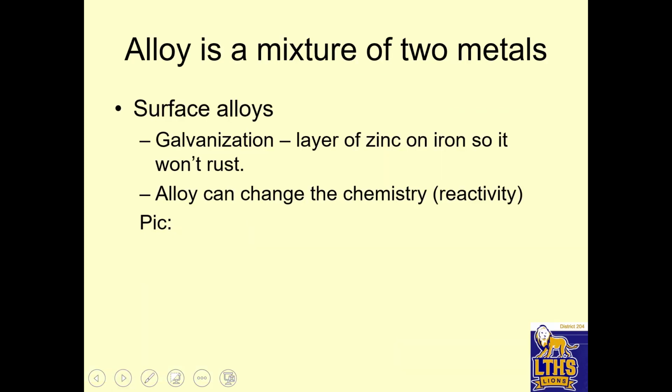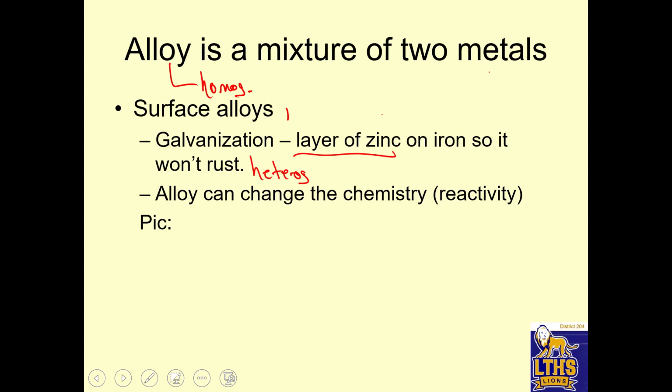An alloy is a mixture of two metals. So there are surface alloys, and this is a rare one because usually an alloy is a homogeneous mixture. But a surface alloy has layers, right? Layers of zinc on iron so it won't rust. This is the one time that it's heterogeneous.